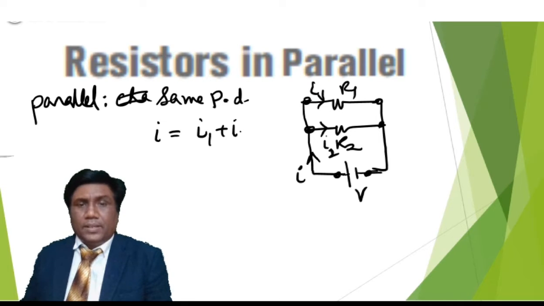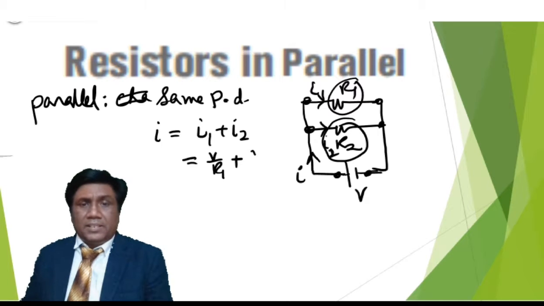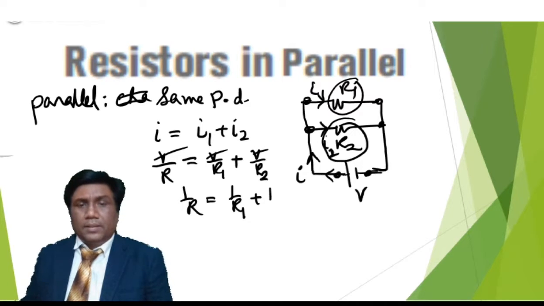I1 plus I2 only. So I1 can be written as potential difference divided by resistance, that means V by R1, and I2 can be written as V by R2, and net current can be written as net potential difference by net resistance. So V will get cancelled, and 1 by R can be written as 1 by R1 plus 1 by R2. Reciprocally they got added, that is very important.